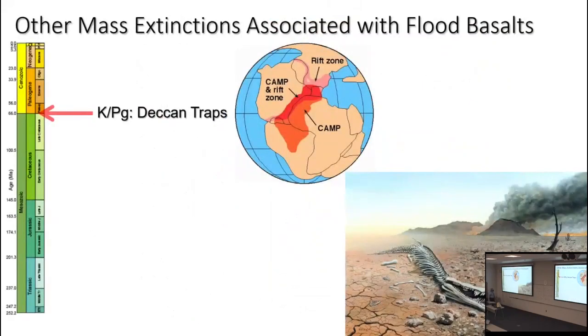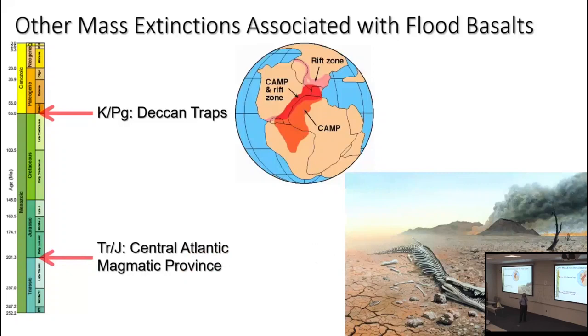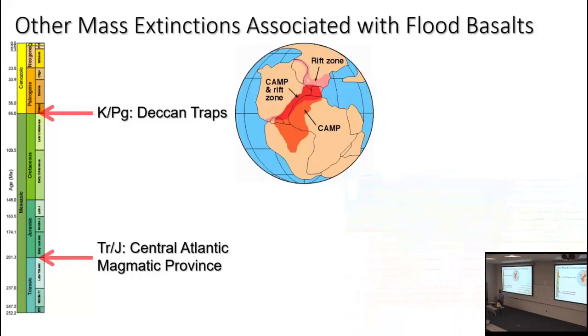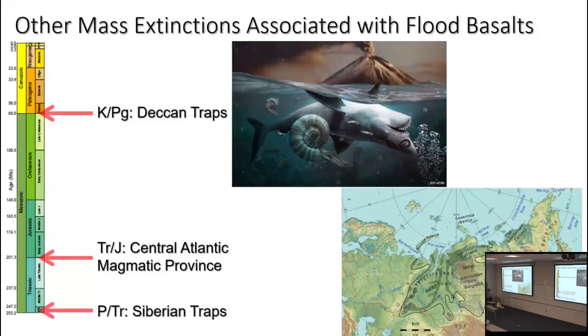And as I talked about before, we have other mass extinction events that are associated with big flood basalt eruptions. So there's the KPG with the Deccan Traps, but the Triassic-Jurassic event coincides with CAMP, the Central Atlantic Magmatic Province, and of course the biggest mass extinction of all, the Permo-Triassic event, is associated with the Siberian Traps. So we can't just immediately dismiss the Deccan Traps. We have to consider it seriously.